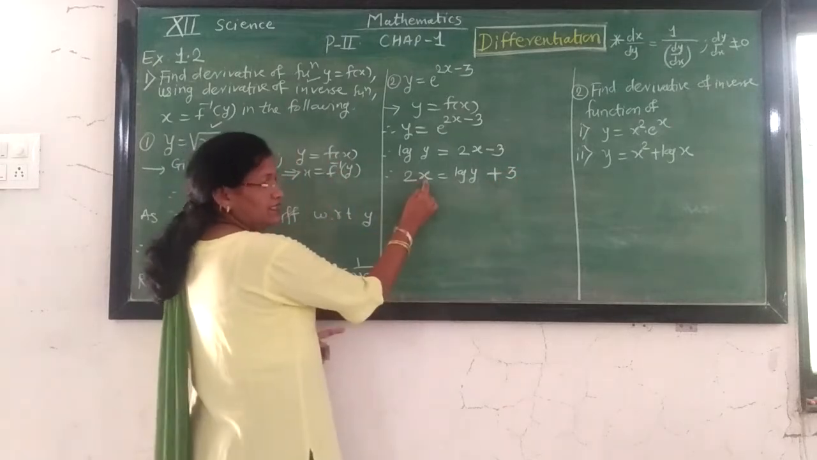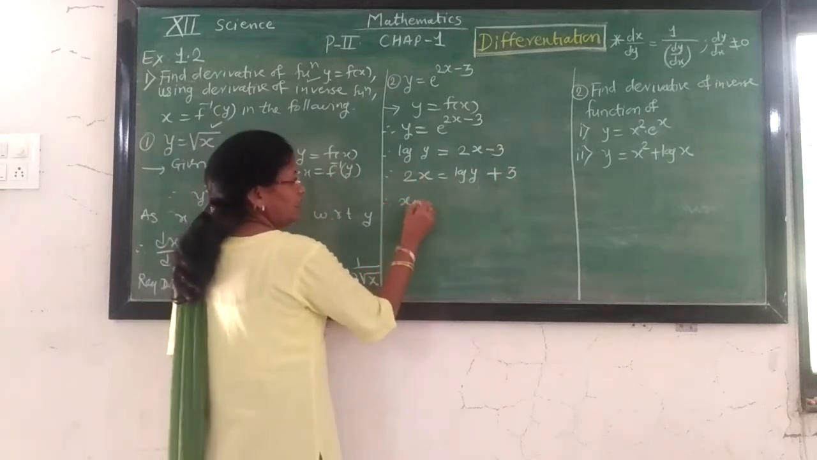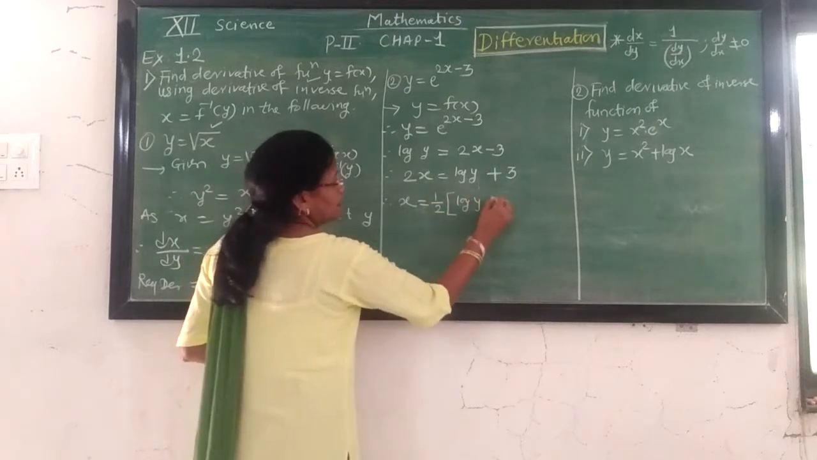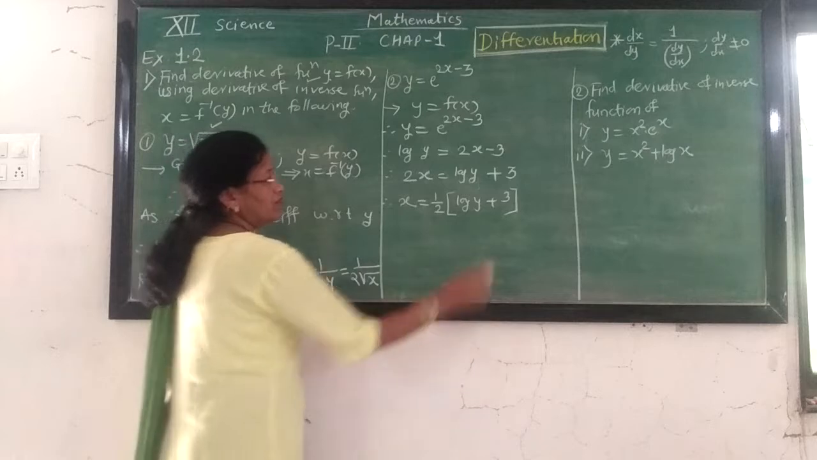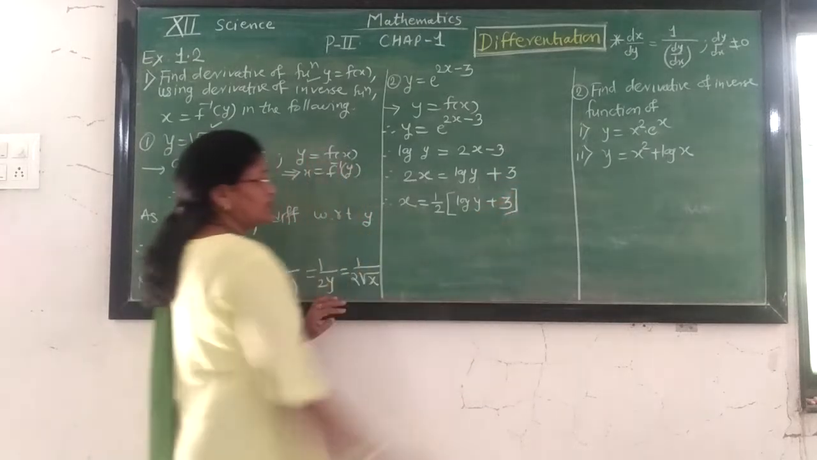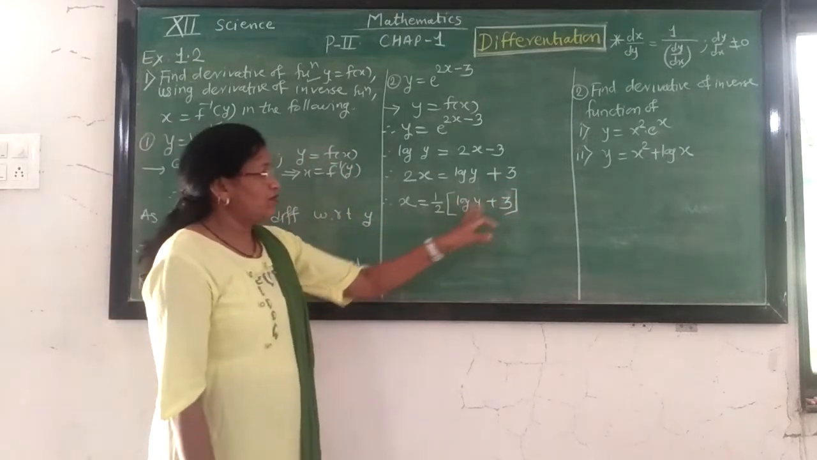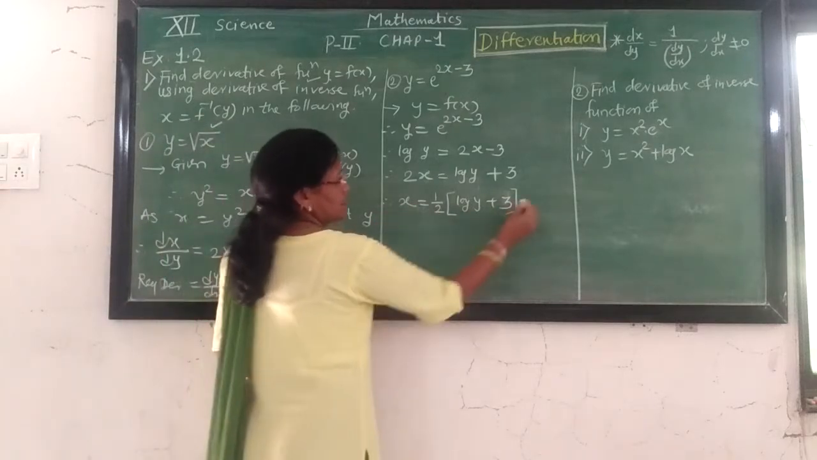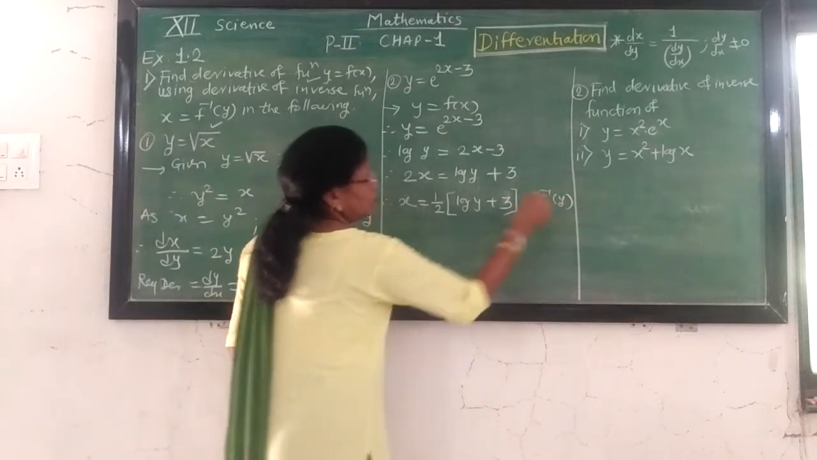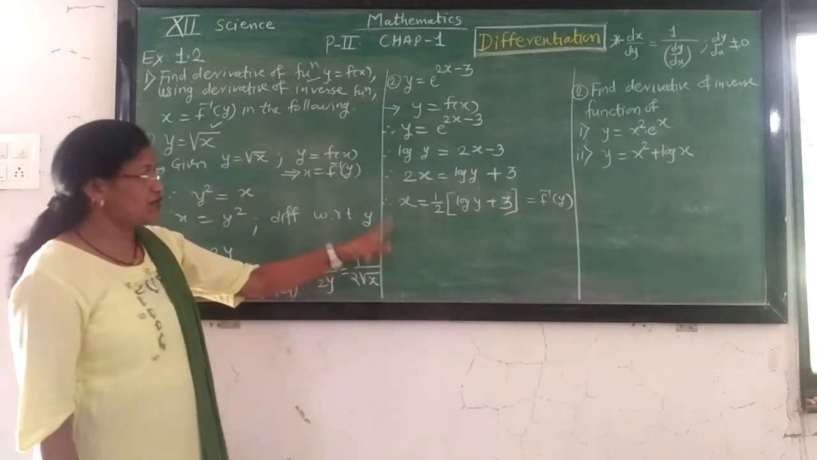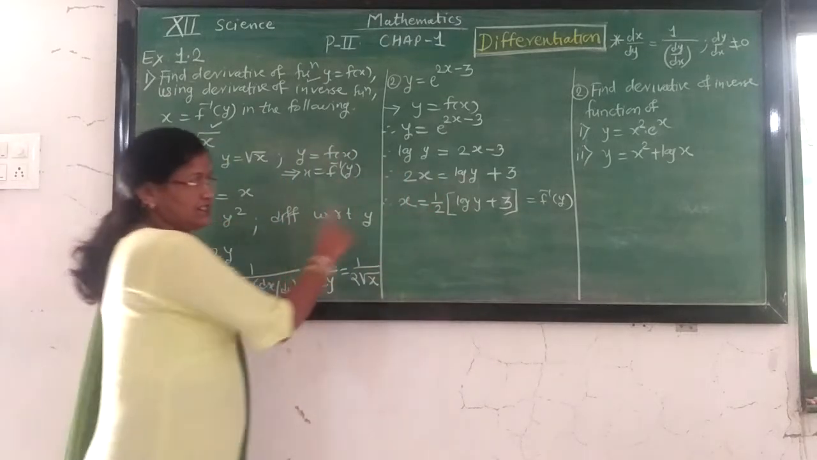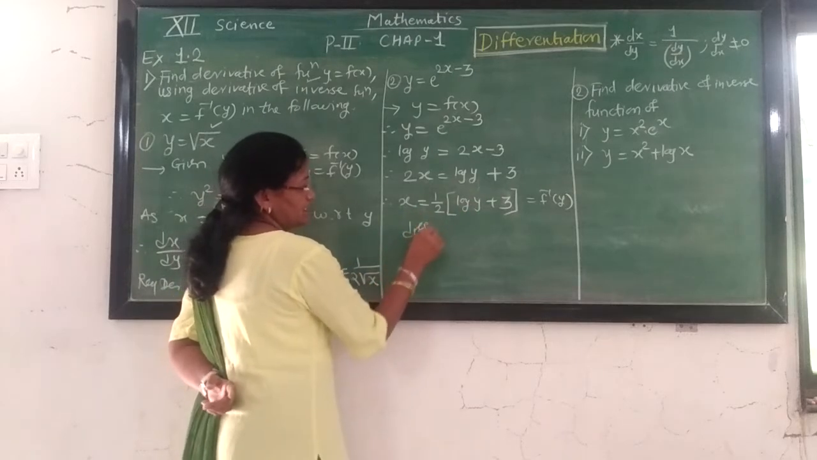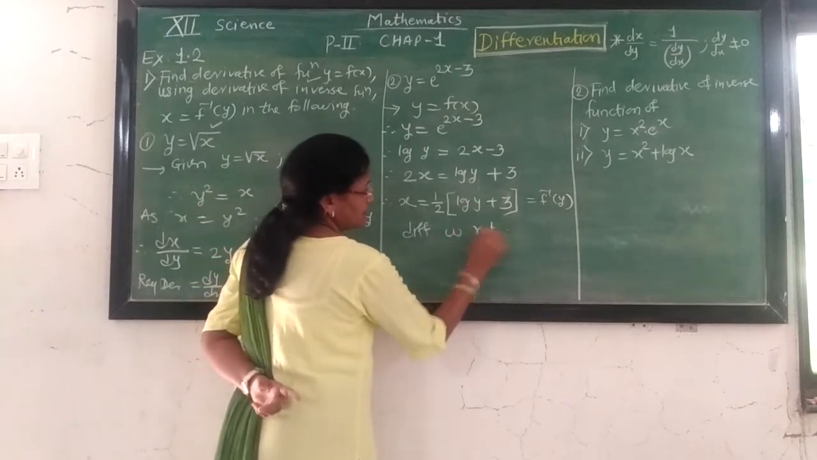Now make this x free from 2. So we write here x is equal to 1 by 2 times (log y plus 3). X is equal to (log y plus 3) upon 2. Now here, this is the inverse function, x is equal to a function of y. First we find its inverse function, always that can be expressed in terms of y. Now differentiate this x with respect to y.